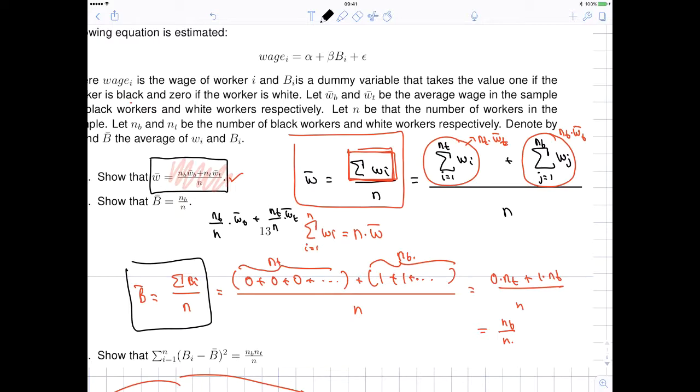How many zeros will I have? As many as I have white people. How many ones will I have? As many as I have black people. So then I'll have 0 times NT plus 1 times NB, divided by N. What's the interpretation of this NB divided by N in English? How would you describe beta bar? The proportion of black people. Okay? The proportion of black people.